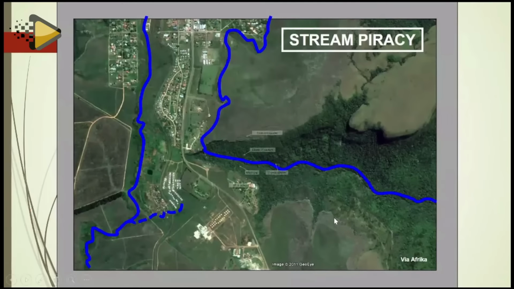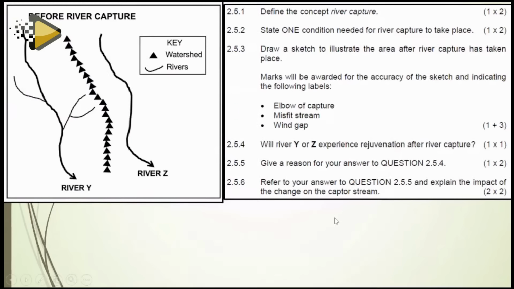Okay, that's another example of river capture. Now, here are the activities that you need to do. Define the concept river capture. It is when an energetic stream diverts the headwaters of a less energetic stream. State one condition needed for river capture to take place. Number one, one river must have more water than the other. Number two, one river must be flowing on a steeper gradient.